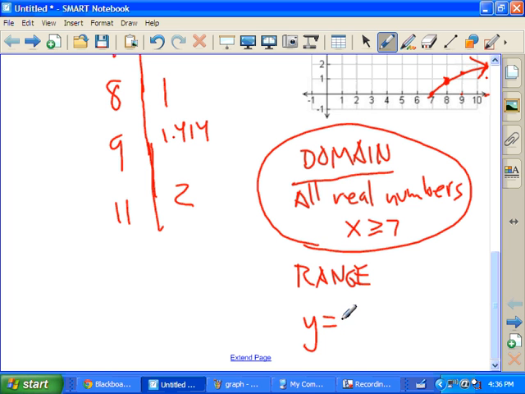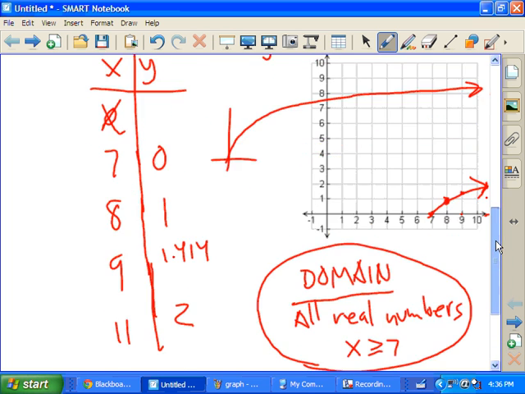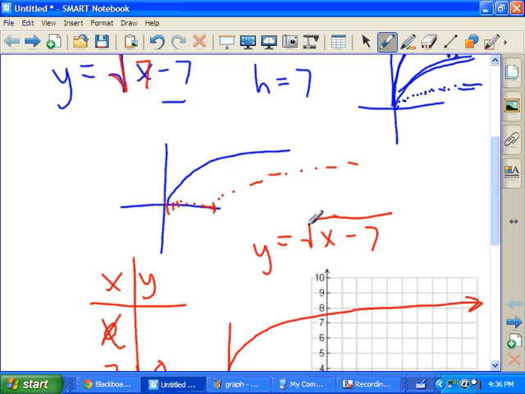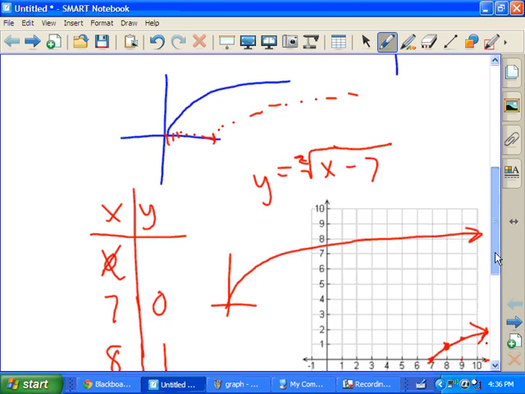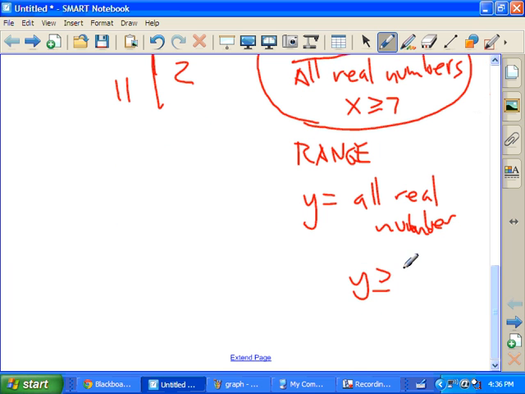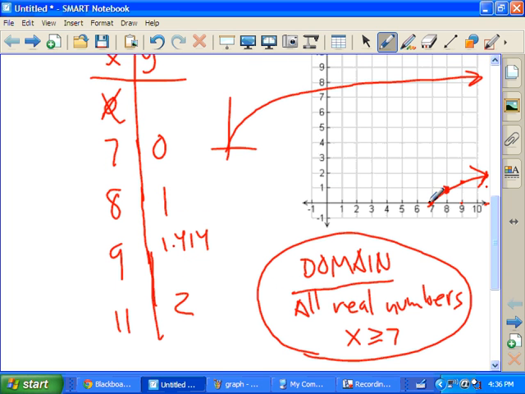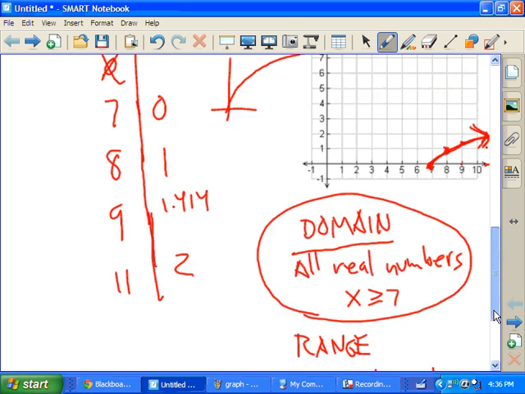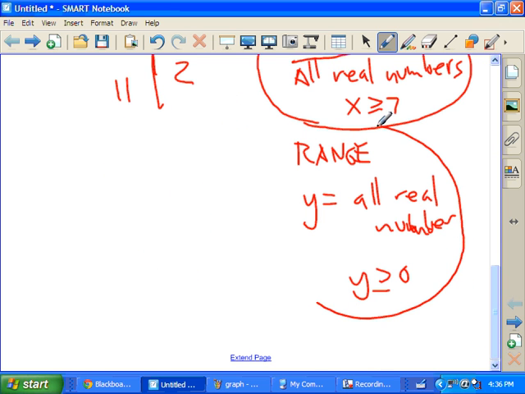Okay, the range is all possible values of y. Okay, can y be anything less than 0? No, we cannot get anything negative out of a radical as long as it is an even numbered radical. That's different if it's cube root or fifth root, but for the range, we are going to get all real numbers such that y is greater than or equal to 0. When x is 7, y is 0, so it does include this point. And y can be anything as long as it is a real number greater than or equal to 0. So there's my domain and range.